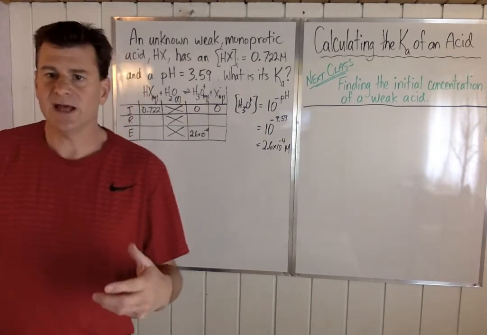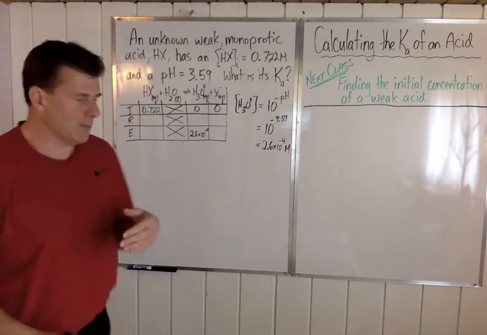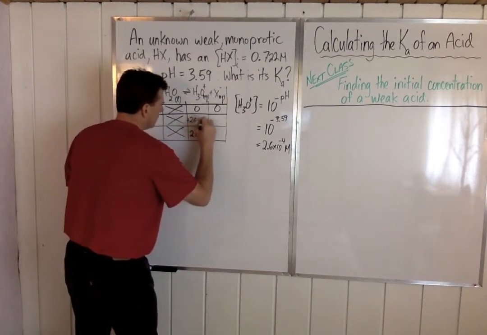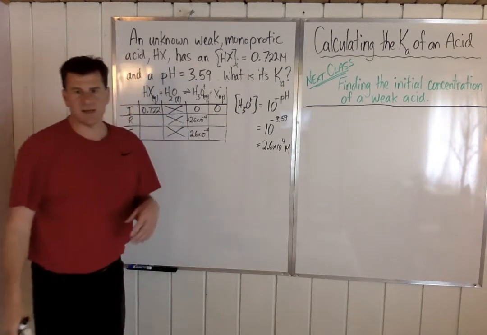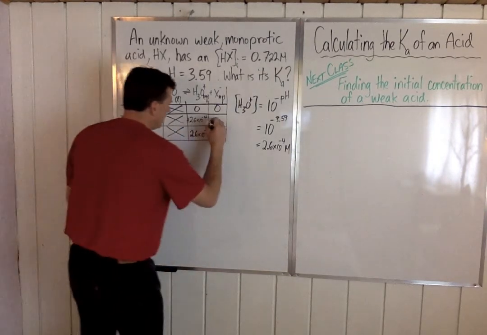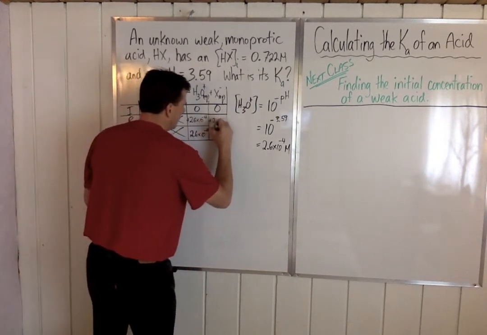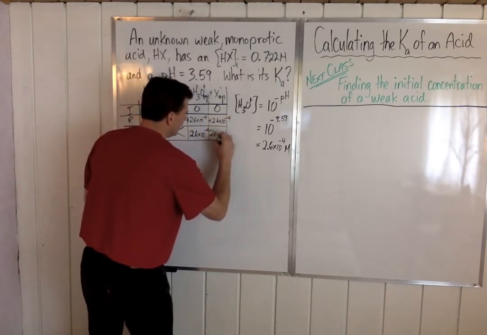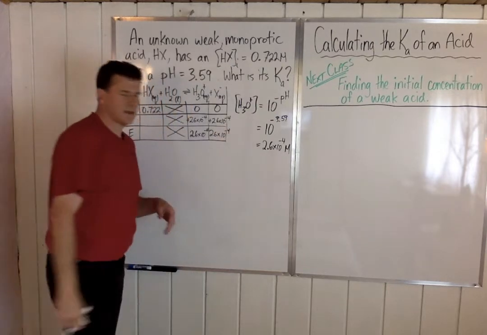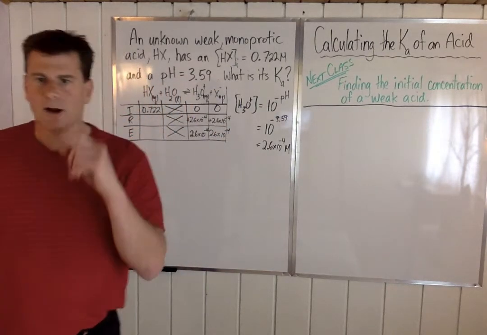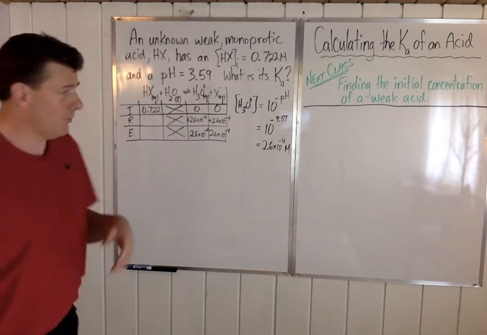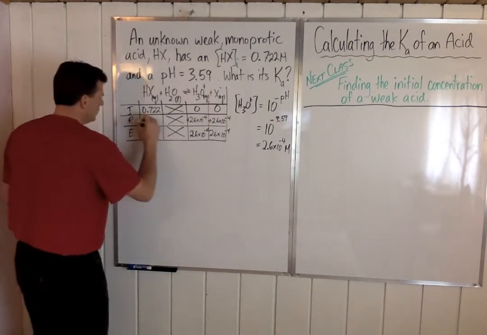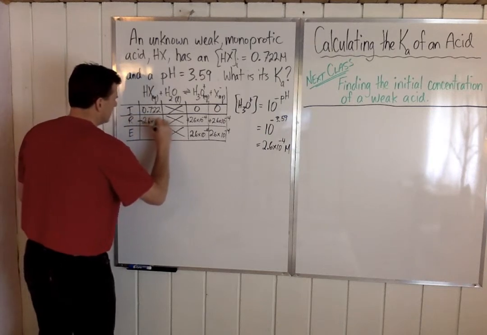And because the hydronium went from 0 up to that number, that means this went up 2.6 times 10 to the negative 4. This went down. Sorry, this also went up 2.6 times 10 to the negative 4. Okay, so both of those values on the E line are 2.6 times 10 to the negative 4. This one went down 2.6 times 10 to the negative 4.